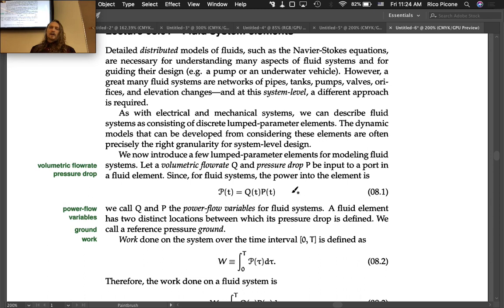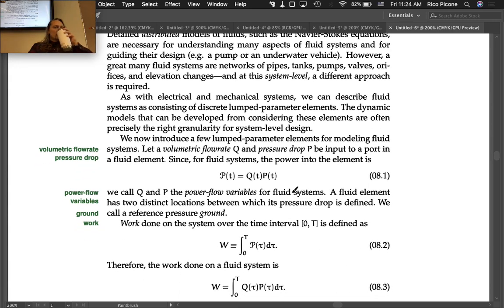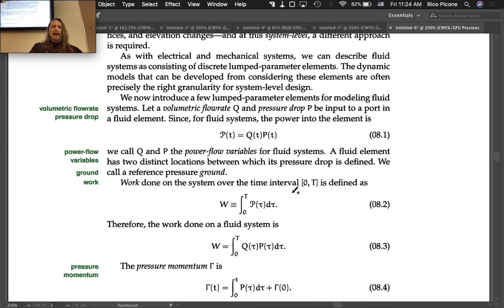A fluid element has two distinct locations between which its pressure drop is defined. We call a reference pressure ground. Okay, so what do we usually use in a fluid system as the reference pressure? What do we often use? Atmospheric pressure. Yeah, that's very common to use as the pressure reference. So we usually use atmosphere to be our ground in a fluid system.